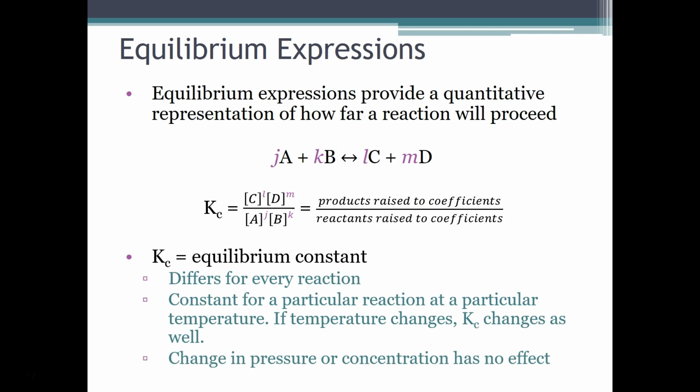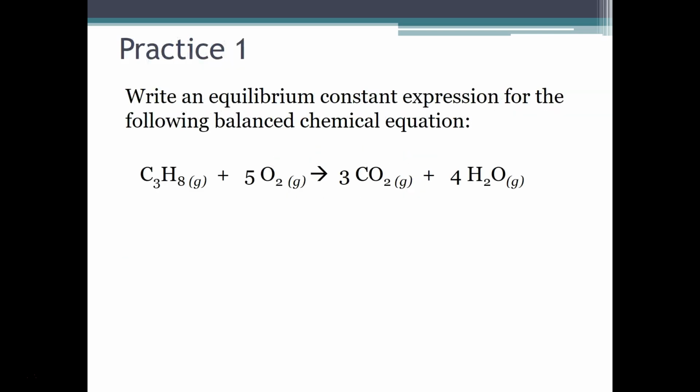Now every reaction has its own unique K value, and it'll be constant for that particular reaction at a particular temperature. However, if temperature changes, the value of K sub C will change as well. So if we have numbers to plug into that equation, changing the temperature will change the value of those numbers, which will change the value of K. And temperature is the only thing that will change the value of K. So changes in pressure or concentration will have no effect.